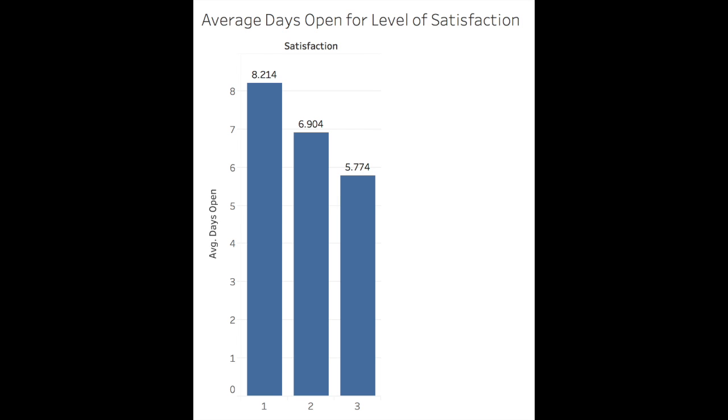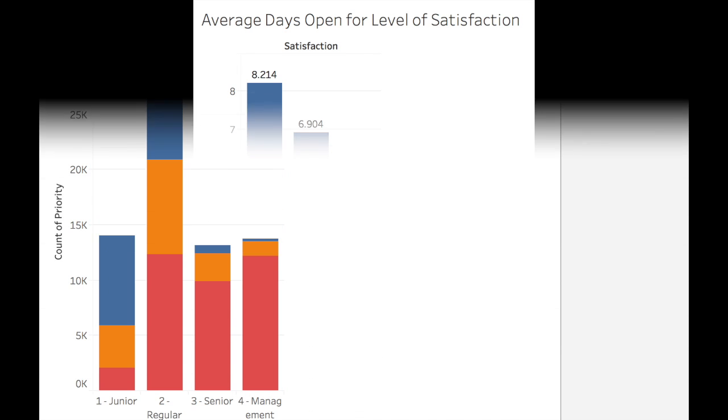In addition to that, there was a decent amount of employees who were unknown with their satisfaction for their ticket process, and their average days open was comparable with the employees who were satisfied. So based upon that, we assumed that they were indifferent with their ticket handling process and thus did not respond.